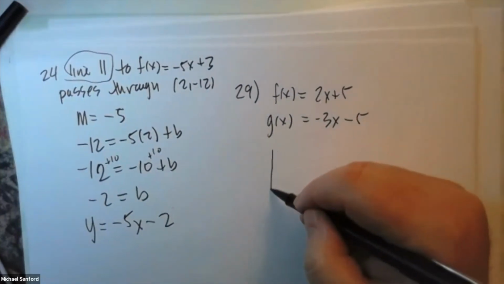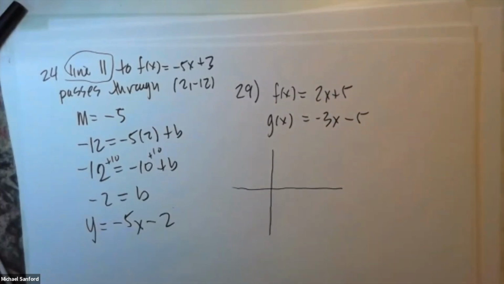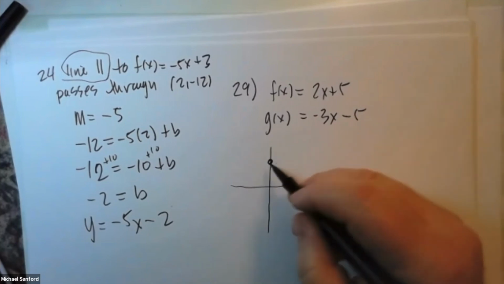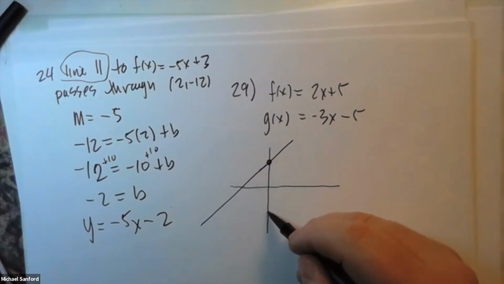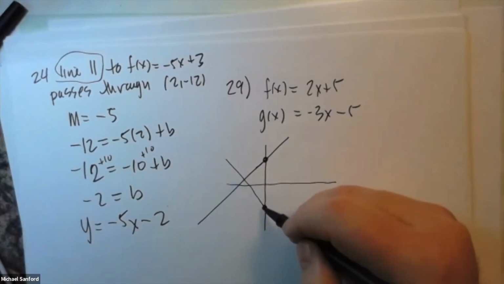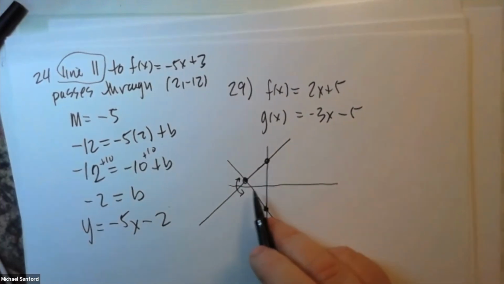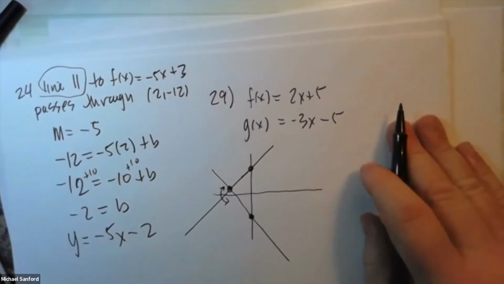So just as a quick graph, just to show you how you can do this, just to get a mental picture of what's happening here. Positive 5 with a positive slope looks something like that. Negative 5 with a negative slope looks something like that. Based on the picture, I can tell that my y is going to be negative. Now my x, I'm not sure because I drew it so badly.